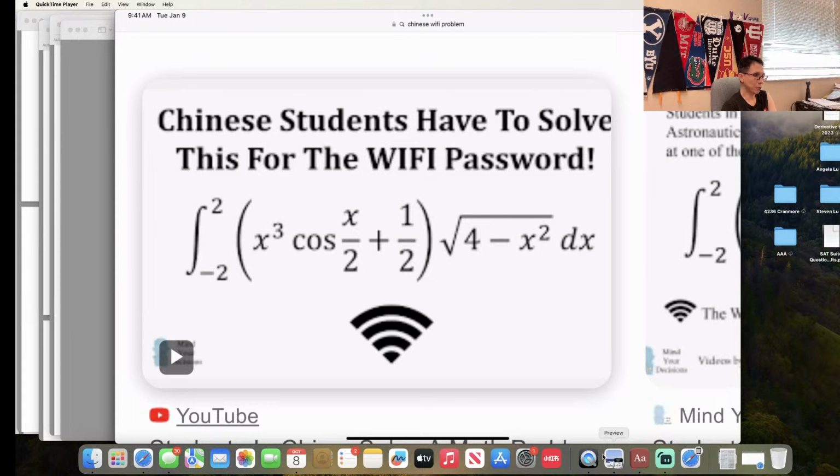Now, if you distribute x cubed cosine x over 2 times root 4 minus x squared, 4 minus x squared is an even function. Cosine of x is also an even function, but you have even times odd because of x cubed. So eventually your function is an odd function. From -2 to 2, it is going to be 0. So therefore the answer is 0 plus pi.